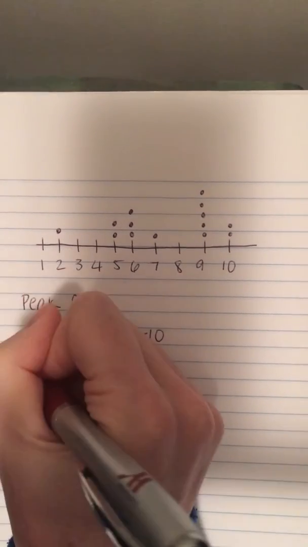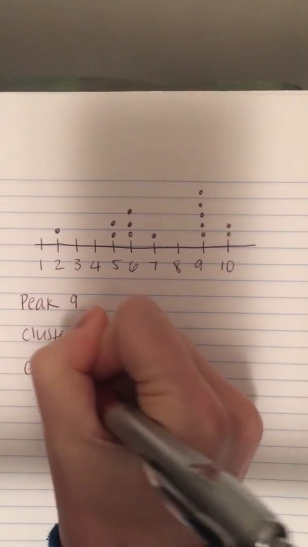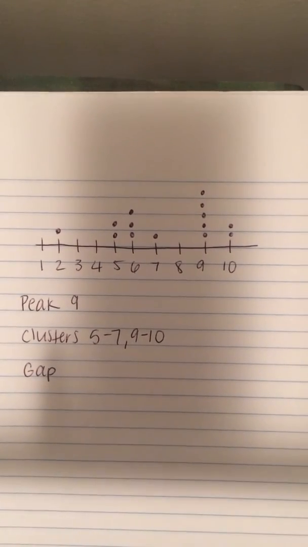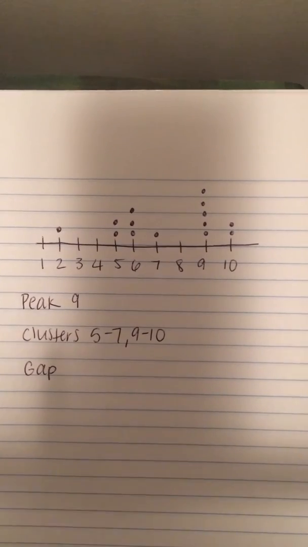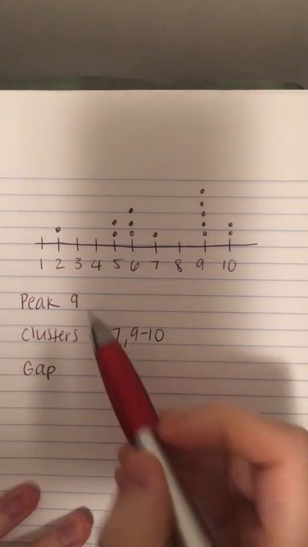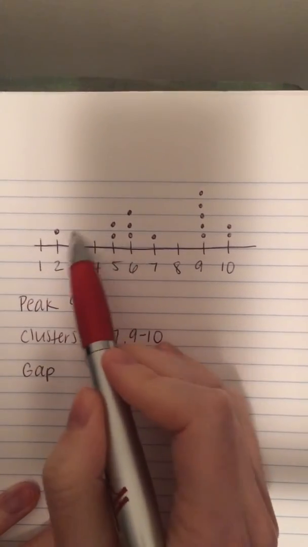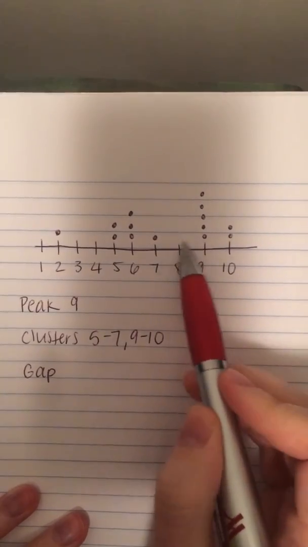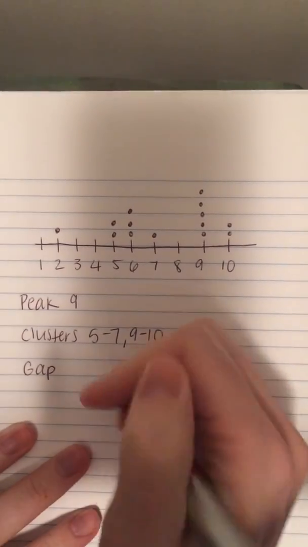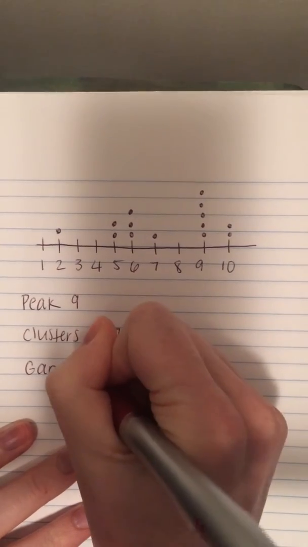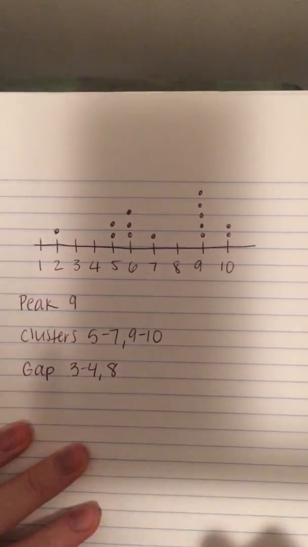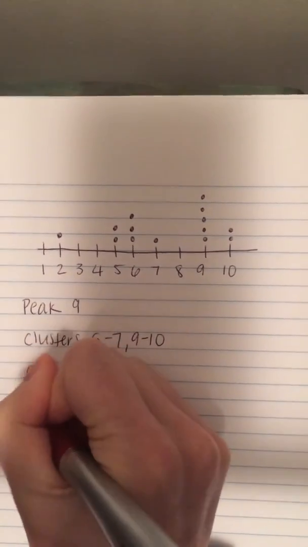Next word we're going to talk about is gap. So a gap is where there is a space that has no data. So it looks like we have two gaps here. I see a gap from 2 to 5, so there's nothing at 3 and 4. And I see another gap right here at 8. So my gaps are at 3 and 4 and at 8.